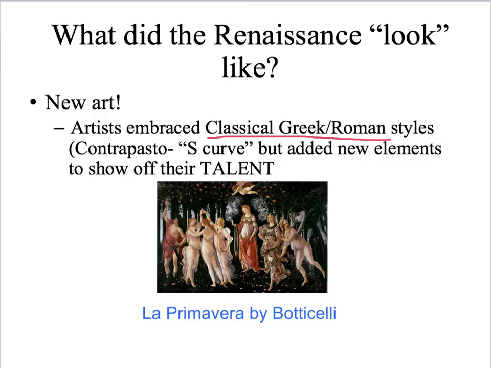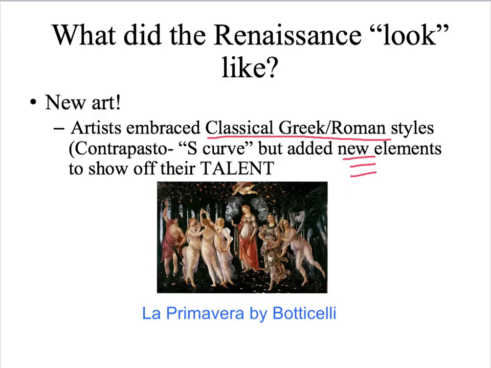Now, artists are embracing this old style, but they're using new talents that we will talk about in a few minutes to show that they've mastered the old style and that they're fashionable, but also that they are pushing the boundaries to create new types of art, to really show off their talent.